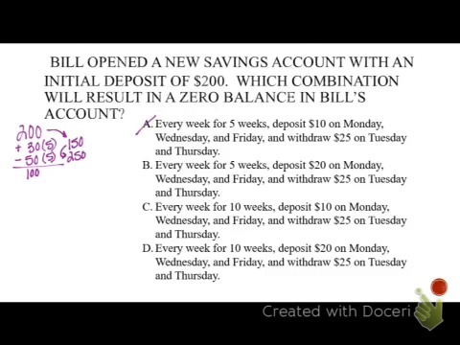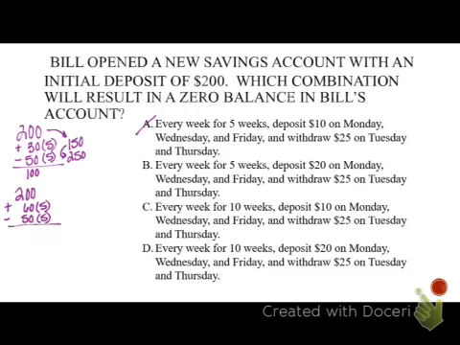In B, we start out with an initial deposit of $200. We deposit $20 on Monday, Wednesday, and Friday. So that is a deposit of $60 over the course of a week. We do that every week for 5 weeks. We then have a withdrawal of $25 on Tuesday and Thursday. So in a week, we withdraw $50, and we do that for 5 weeks.